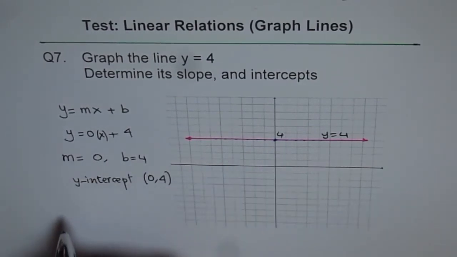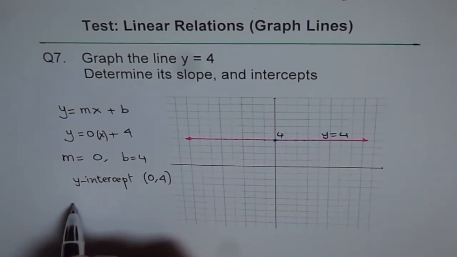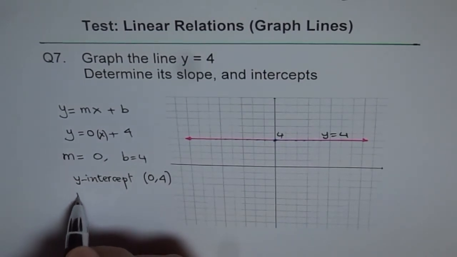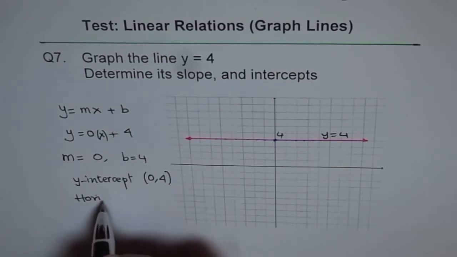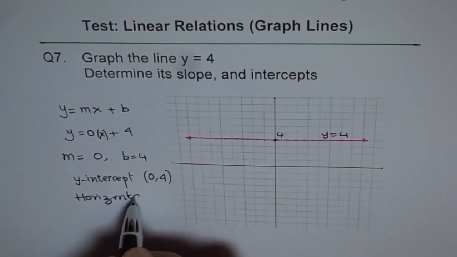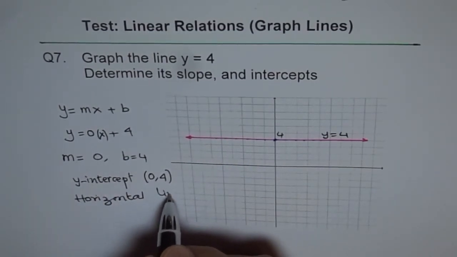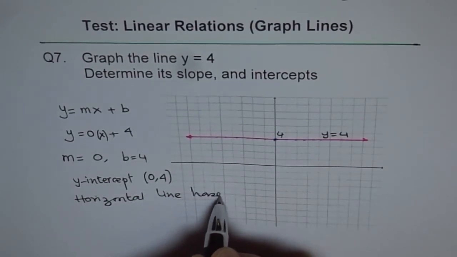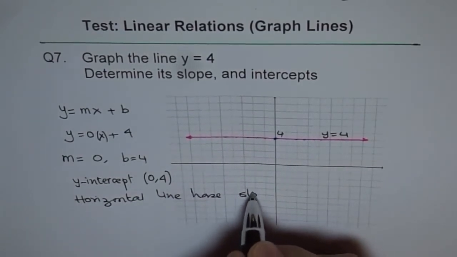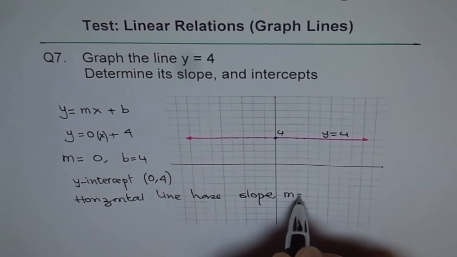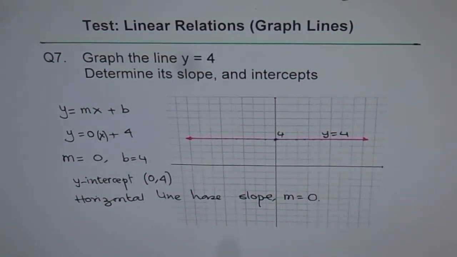So a horizontal line as shown here has a slope of 0, right? So we can write here: a horizontal line has slope m equals 0, correct? So that is what we learned.